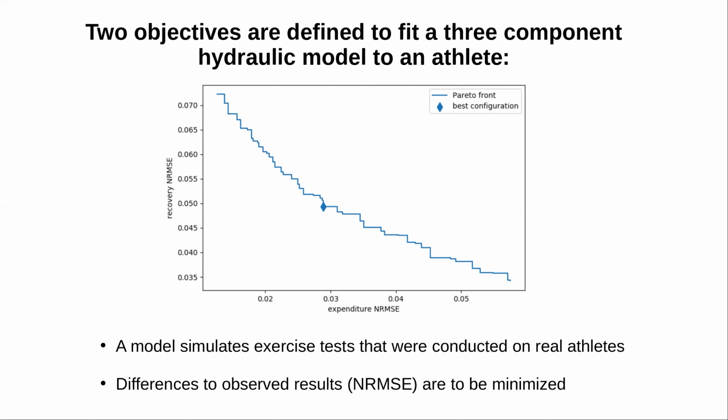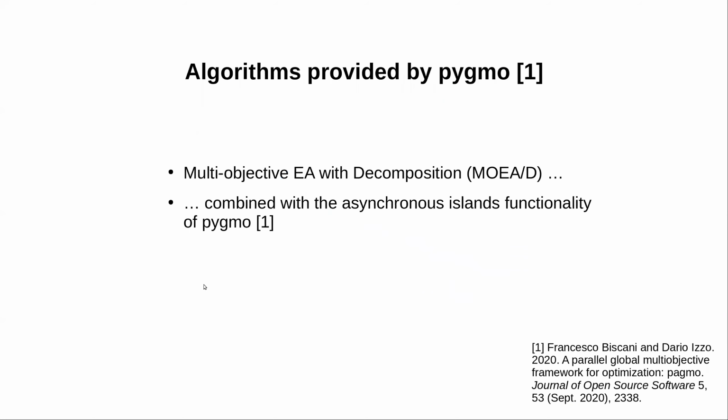As you can see here, on the y-axis, recovery normalized root mean squared error measures are shown, and expenditure normalized root mean squared error measures are on the x-axis. An example Pareto front is displayed, and the best solution is the one that has the smallest or closest distance to 0.00. To find this Pareto front and the best solution, we use the library PyGMO, and we use the multi-objective evolutionary algorithm with decomposition as implemented by PyGMO and combine it with the asynchronous islands functionality.